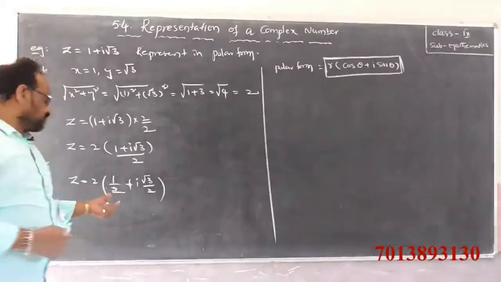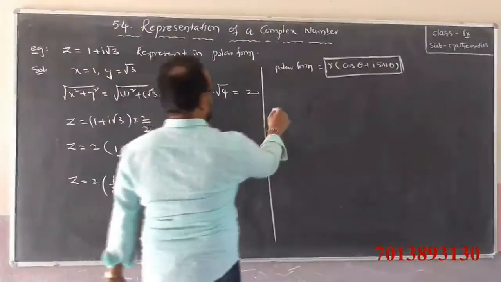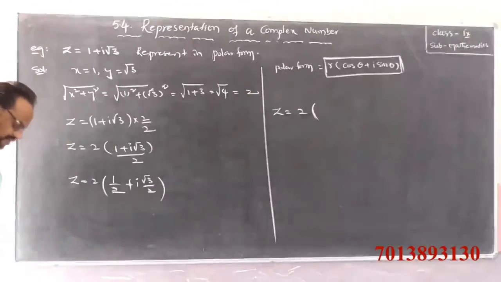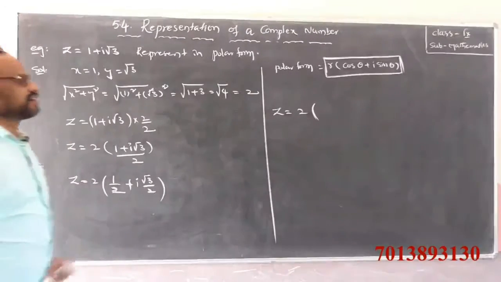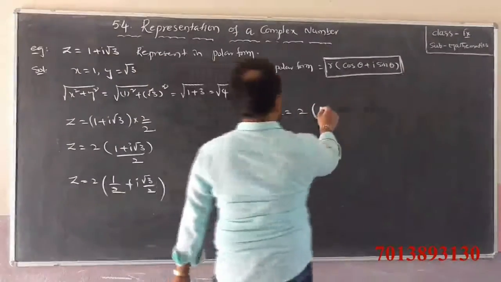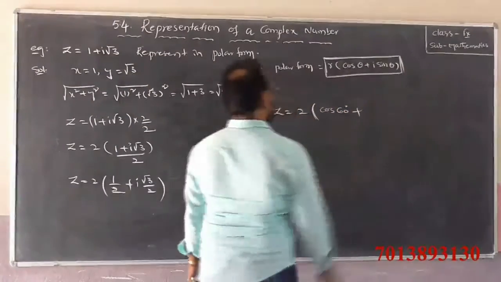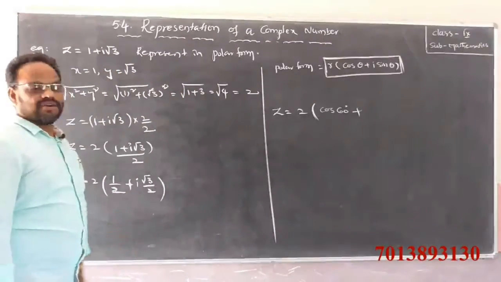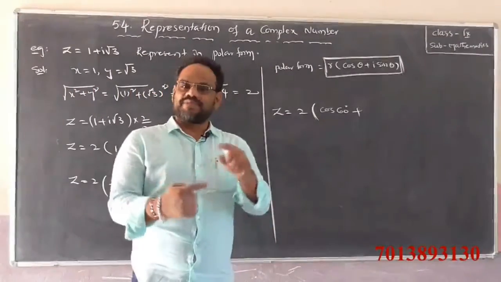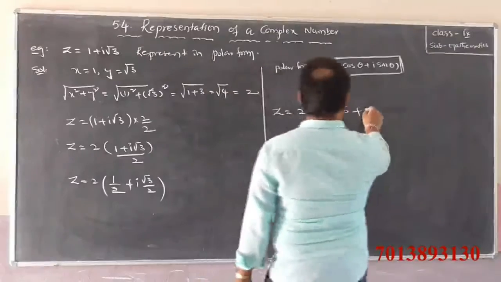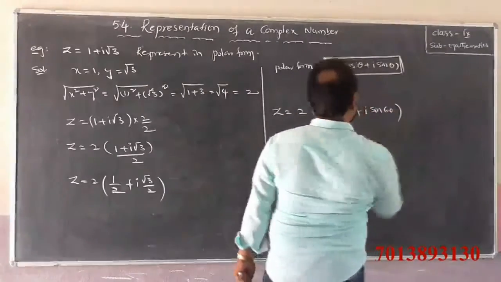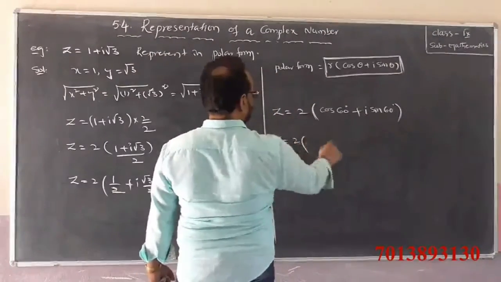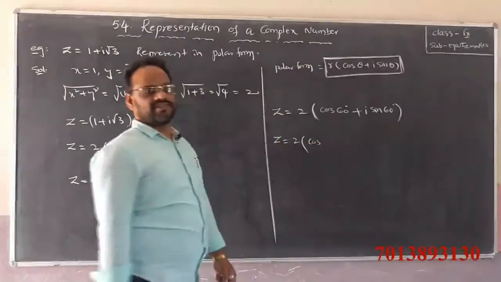Observe here, 1 by 2. So z is equal to 2 times, where r is 2. We already know that 1 by 2 can be represented in terms of cos 60; cos 60 is nothing but 1 by 2. And root 3 by 2, expressed in terms of sine, we get i times sine 60, since sine 60 is also root 3 by 2. So z is equal to 2 times cos 60 plus i sin 60, which is in terms of degrees.